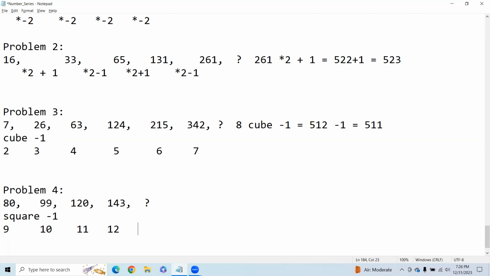So now, to get the answer, what are we supposed to do? Do the square of 13, because 9, 10, 11, 12, 13. You do the square of 13 and subtract 1 from it. So the square of 13 is 169, minus 1, you get 168. This is our final answer.